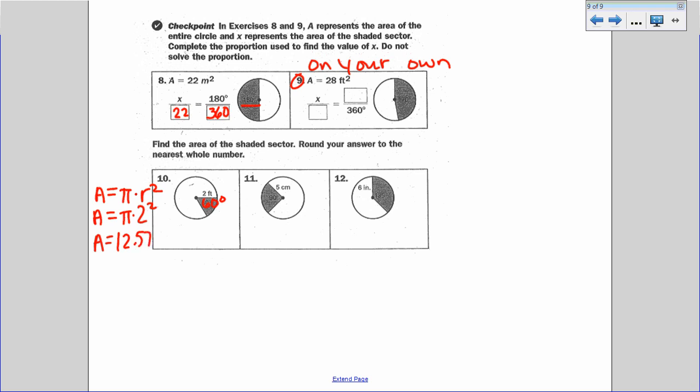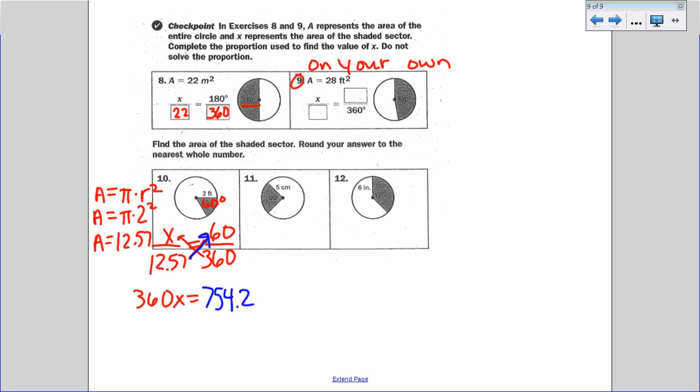Now we're going to set up this ratio: x over 12.57 is going to equal the sector over the entire circle. Remember, the entire circle, my area formula and my 360 degrees go together. You're going to cross multiply. I've got 360 times x is equal to 12.57 times the 60 degree sector, and that's 754.2. Maybe I'll draw that arrow as a blue arrow. So this is my blue arrow. That's my cross product.